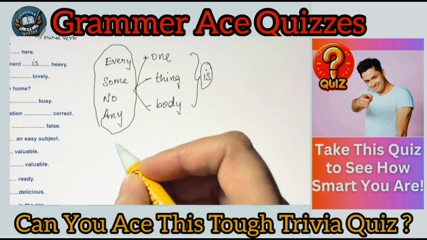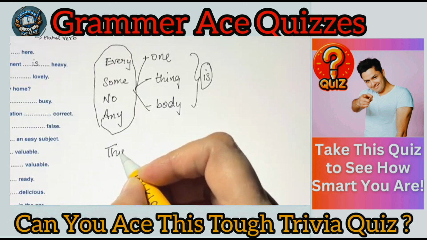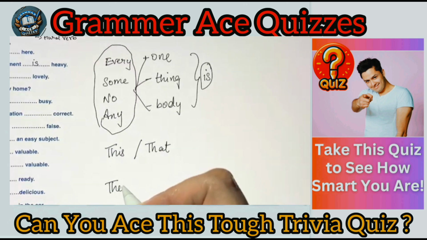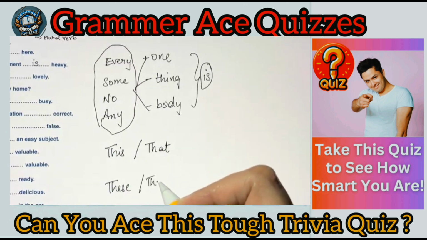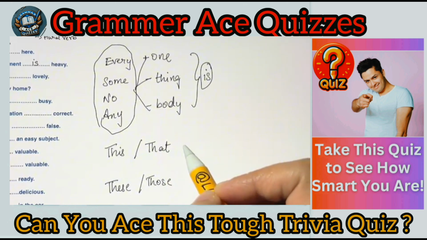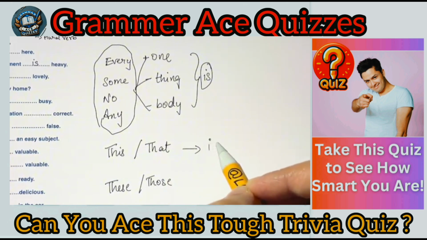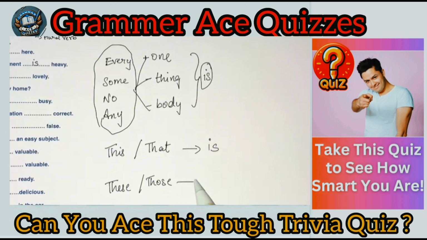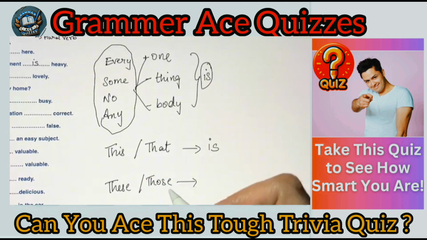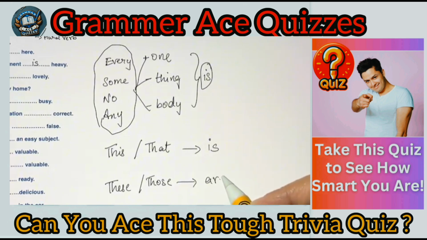So listen guys, whenever you have this or that, these or those, this or that is a singular subject which take the singular verb is. These or those are plural subjects. That means you're talking about more than one. Here you're only talking about one quantity. Here more than one. So we use plural verb, that is are here.